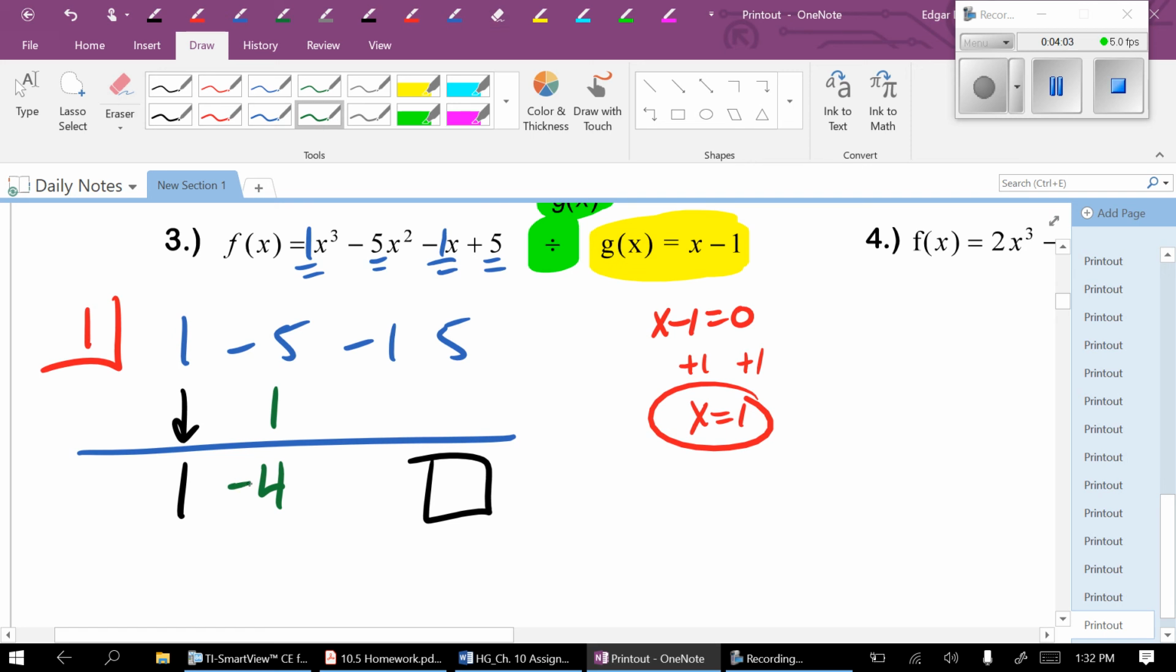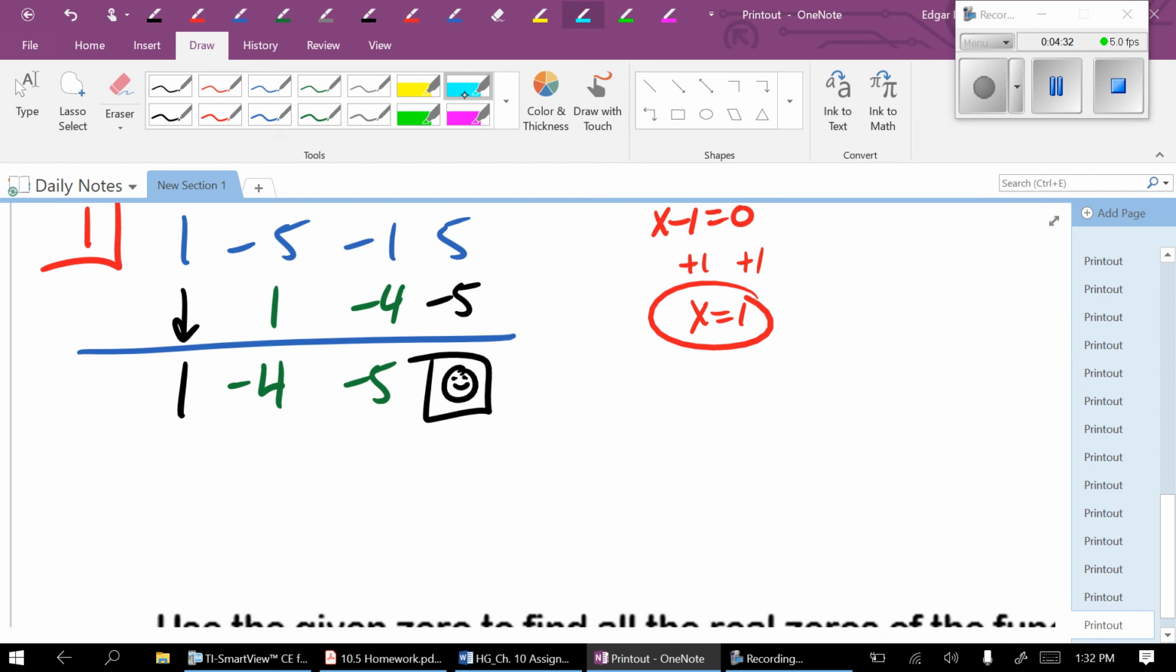Let me correct myself. Next, we're going to do 1 times -4. That's going to give me a -4. Again, add the columns. -1 plus -4 is going to give me a -5. And finally, one more time, 1 times -5 is going to give me a -5. And actually, we did get kind of lucky here. There is no remainder because 5 plus -5 is just going to be 0.